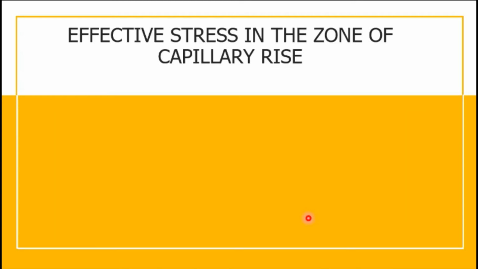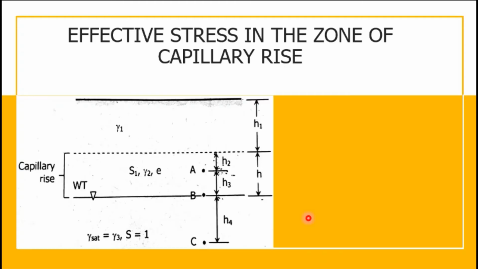So, how are we going to solve for the capillary rise? Paano natin masasolve yung vertical stress ng lupa pag may capillary rise or may zone of capillary rise? So, look at this example. At point A, this is the zone of capillary rise. At point A, the total stress will be equal to the unit weight of the soil multiplied by H sub 1 plus unit weight sub 2 multiplied by H sub 2. So that would be the total stress.